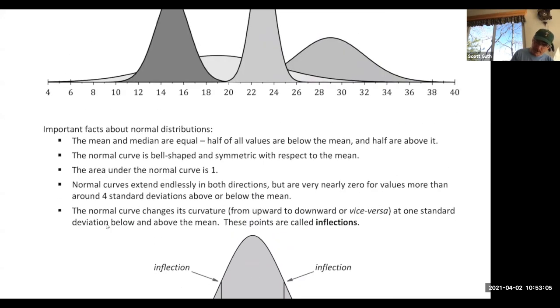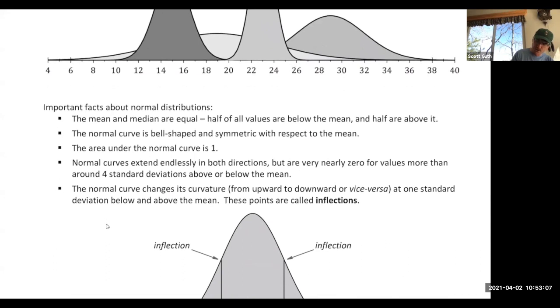Important facts about normal distributions. First one, the mean and the median are the same, which means half the values are below the mean and half of them are above the mean. So the mean is just in the middle. The normal curve is bell-shaped and symmetric with respect to the mean. Again, that means the mean is the center of symmetry. The area under a normal curve is 1.